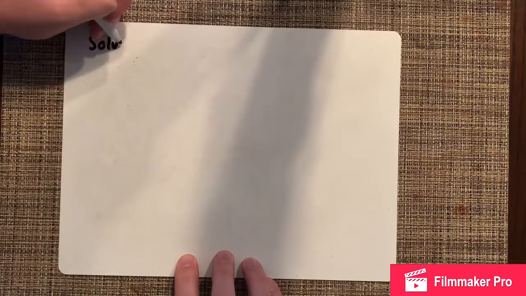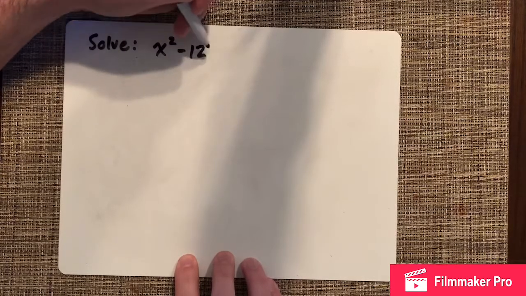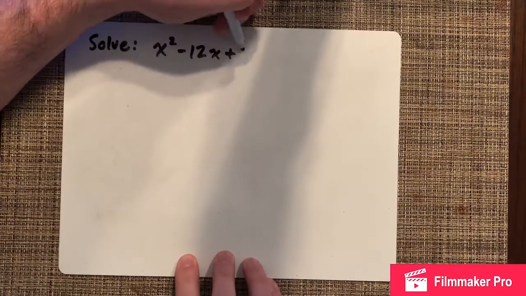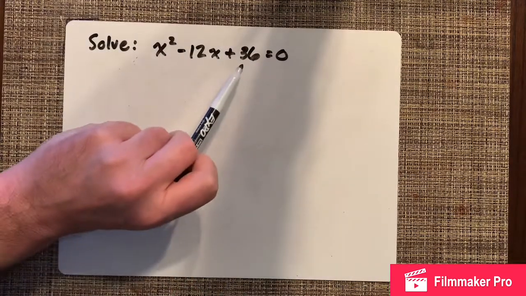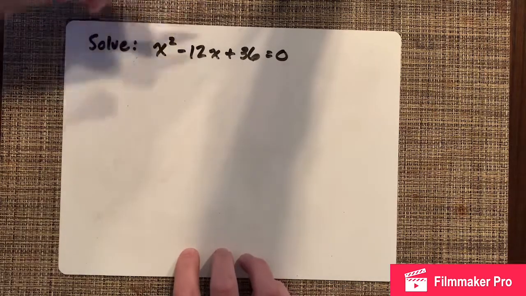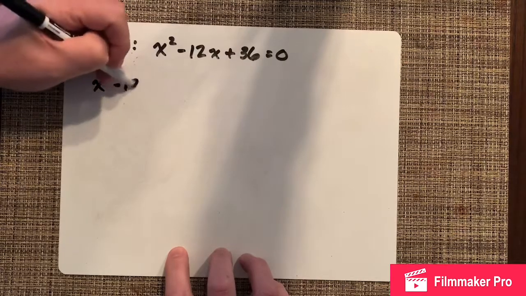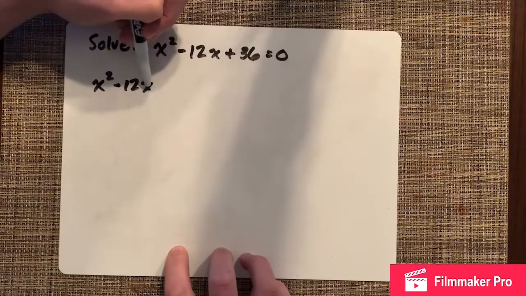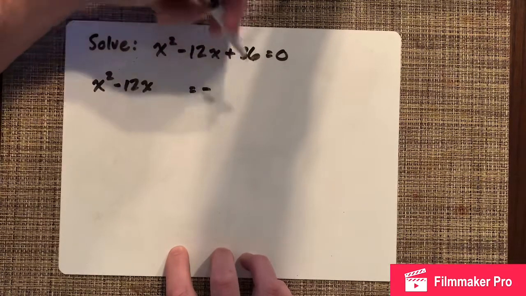And this one is going to be solve, and I'll write the word up here, x squared minus 12x plus 36 equals 0. All right, so the first thing we want to do is take that 36 and move it over to the other side. So we only have the x squared minus 12x over here. So x squared minus 12x. I'm going to leave some room over here for my perfect square equals negative 36.